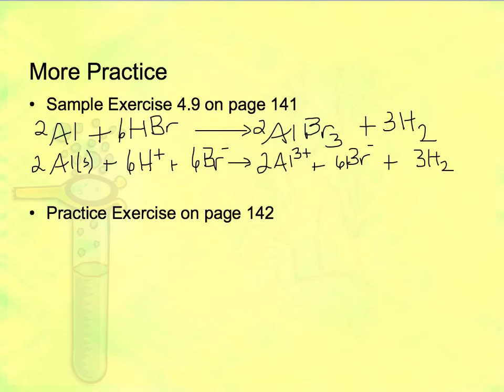All right, so then what do we do? Well, you can cross out whatever appears exactly the same on both sides. In this case, the spectator ion is the bromine. What is left is the net ionic equation. All right, practice exercise on page 142. You try it, and then check back in.